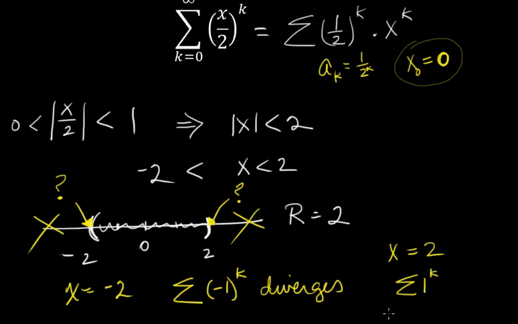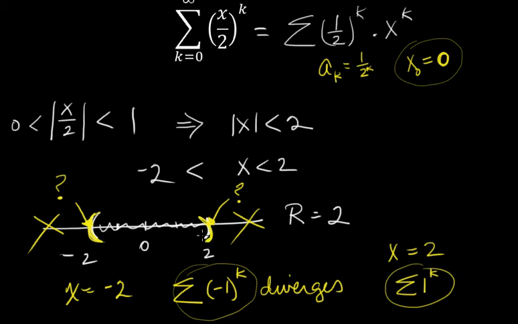The partial sums are 1, 2, 3, 4, 5. The partial sums diverge to infinity. And over here, the partial sums are 0, 1, 0, 1, 0, 1. So in either case, we have no limit. So then we really can say that the interval of convergence is the open interval -2, 2.